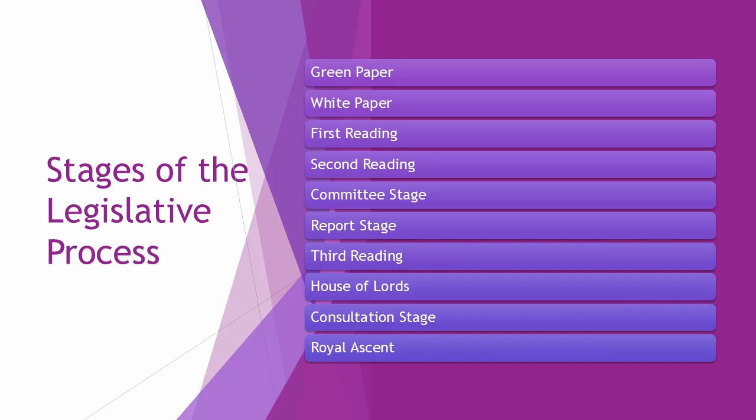The Green Paper is an initial consultation document published by the government to outline potential policy changes and invite feedback. The White Paper is a more detailed proposal following the Green Paper that sets out the government's intentions and forms the basis of the bill. The first reading is a formal stage where the bill is introduced to Parliament without debate, allowing MPs or Lords to review its contents.